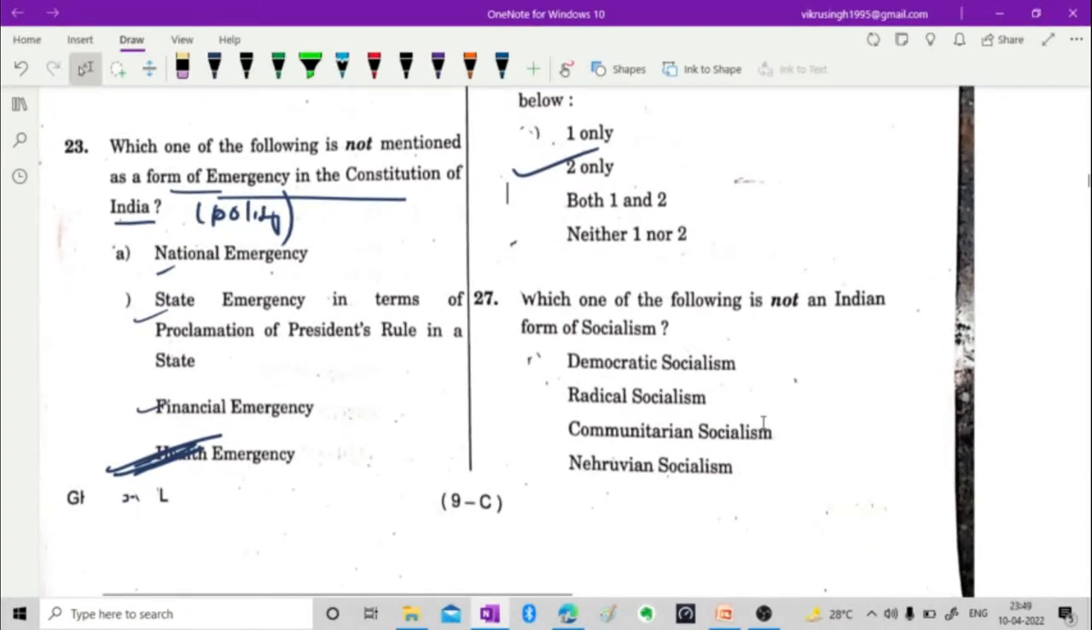So question number 27, which of the following is not an Indian form of socialism? Which form is not Indian form? Radical socialism. Questions on socialism were very important.